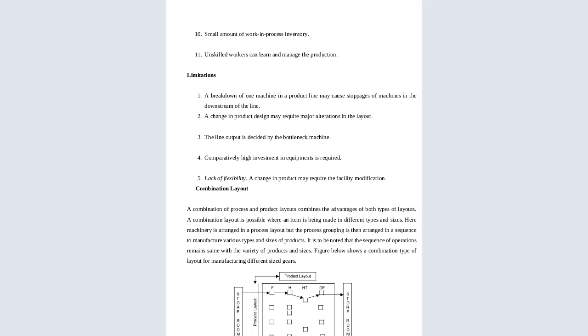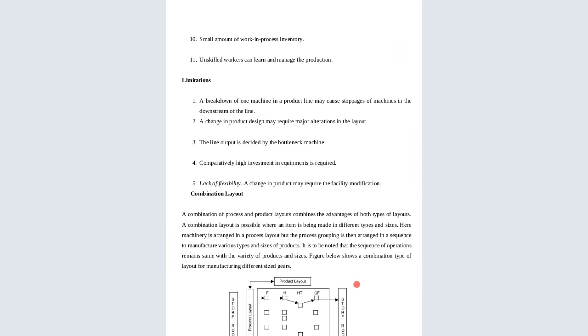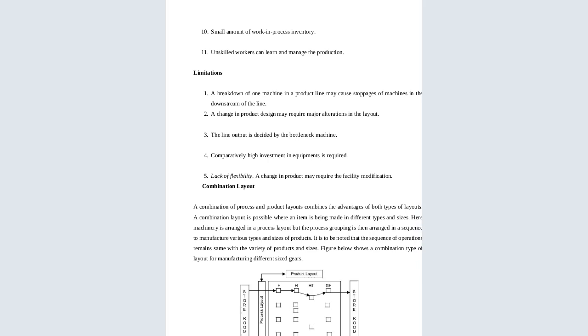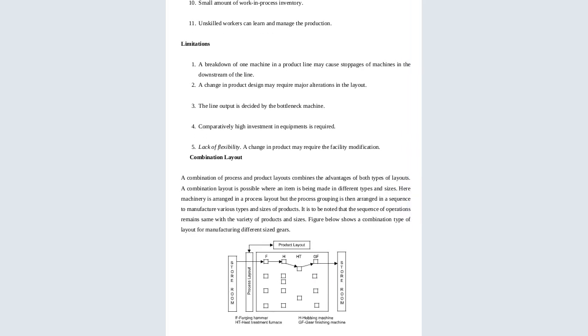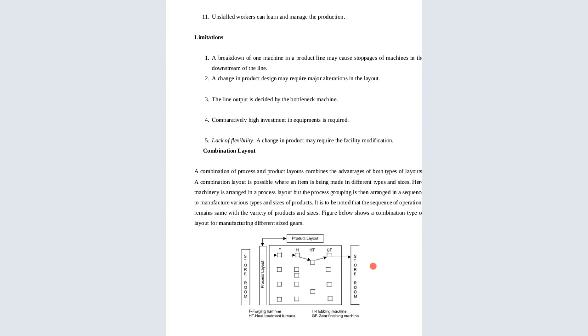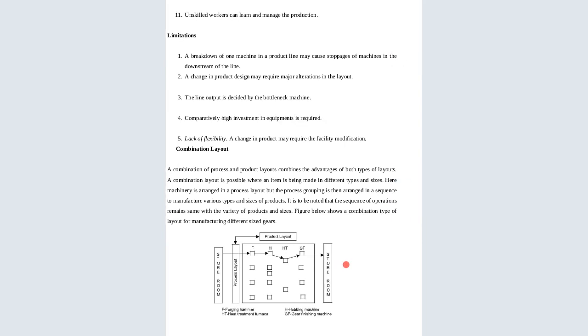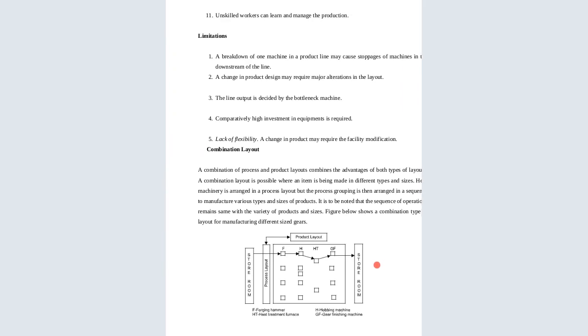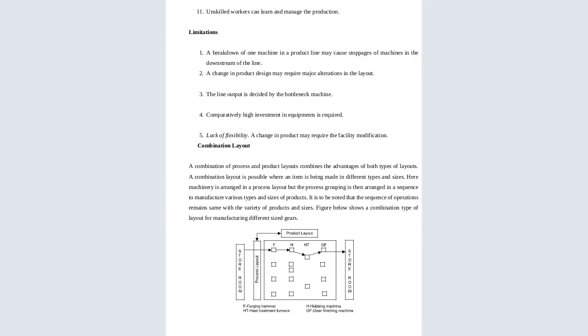Now, another type of layout is the combination layout. The combination of process and product layouts combines the advantages of both types of layouts. So the combination layout is possible where an item is being made in different types and sizes. Here machinery is arranged in process layout, but the process grouping is arranged in the sequence of the manufacture of various types, sizes and products. So it is both process and product.